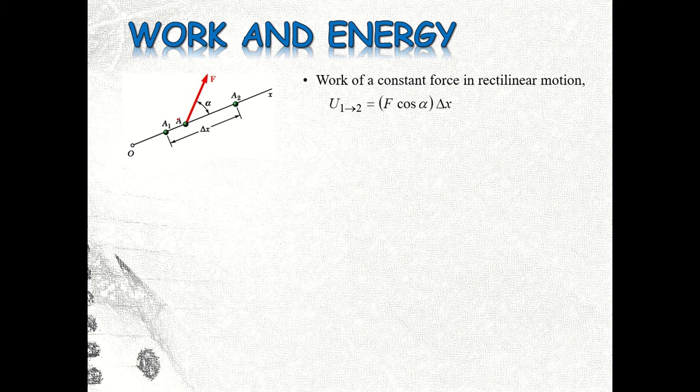We have a force applied at this point, and the particle moves to this point A2, with the direction of the force at this angle. All right, so we have here the displacement delta x, the difference from this reference point. So this is our A2.